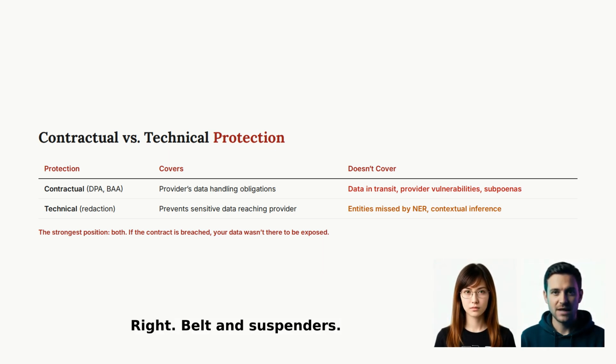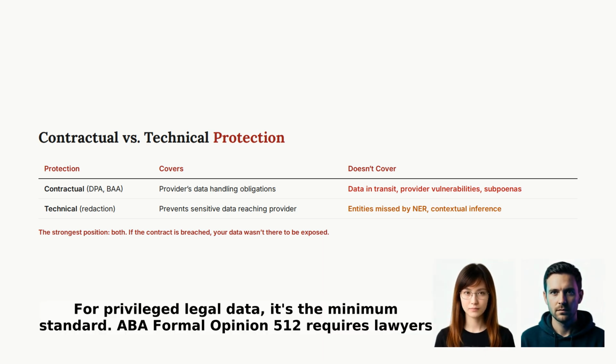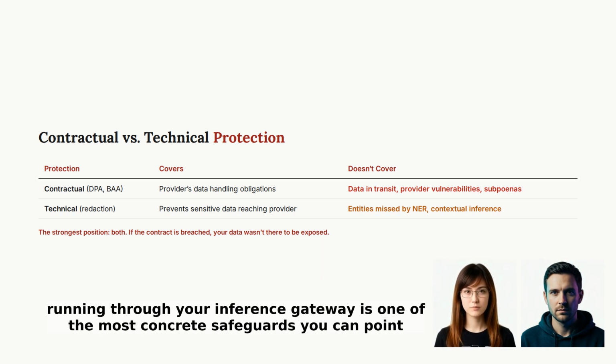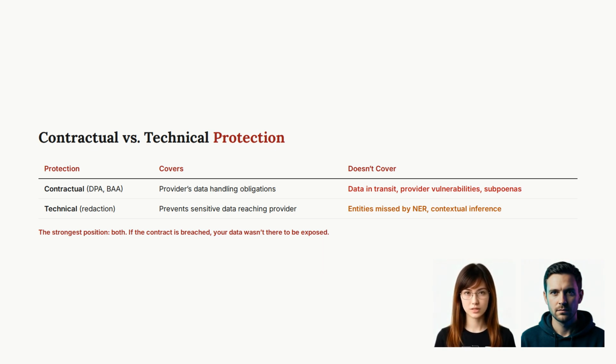Right, belt and suspenders. For privileged legal data, it's the minimum standard. ABA Formal Opinion 512 requires lawyers to understand how AI tools use data and implement adequate safeguards. A redaction pipeline running through your inference gateway is one of the most concrete safeguards you can point to.